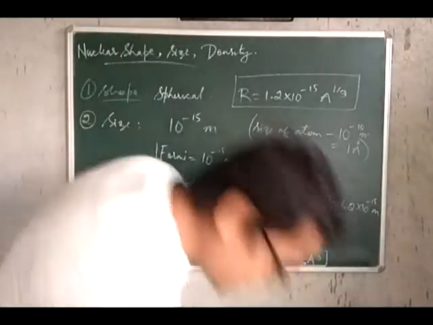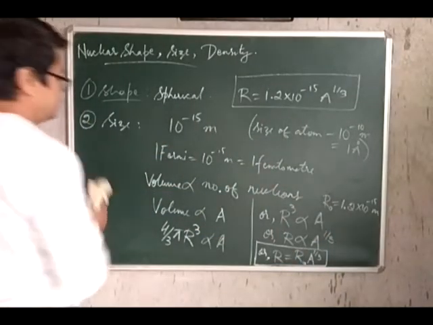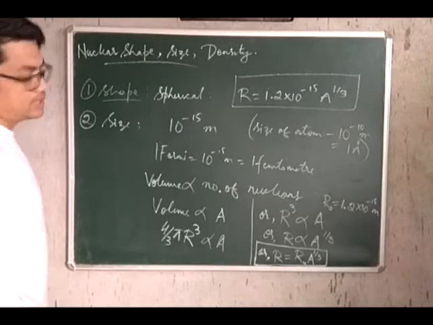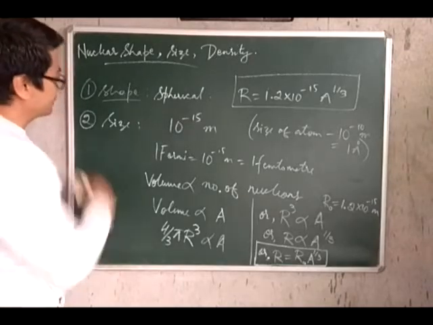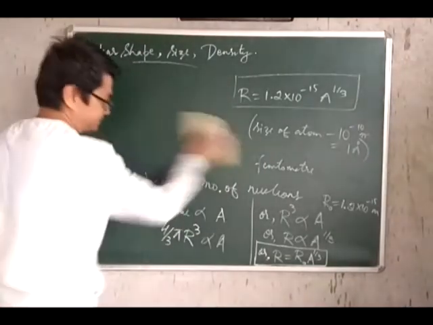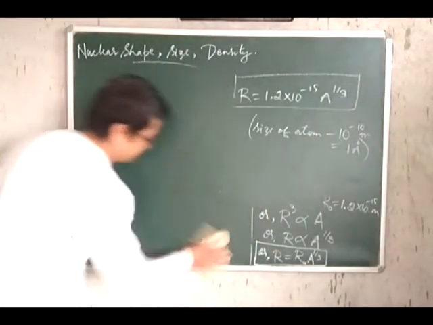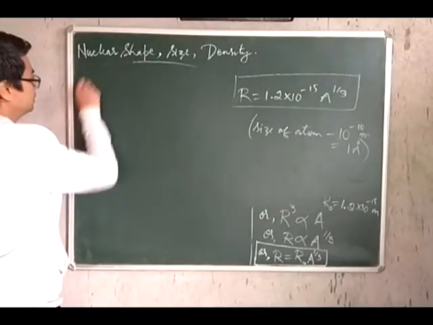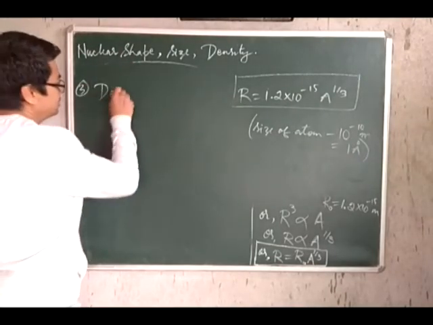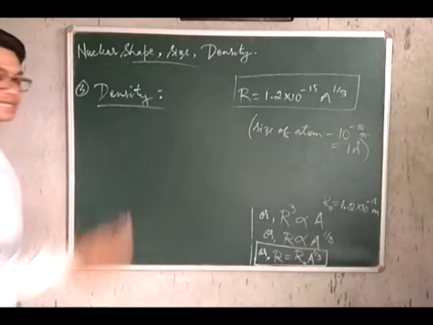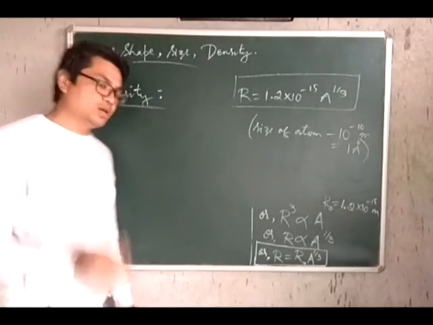Now let us quickly get an idea about the density of the nucleus also. You can pause the video and copy this. Let me write it over here. So number 3 is density. Now what is density? Density is mass divided by volume.